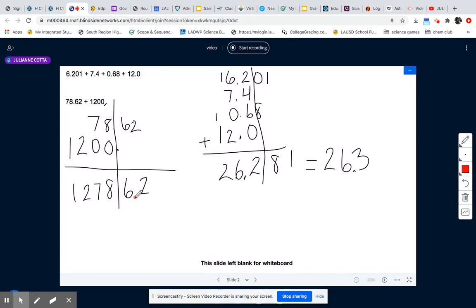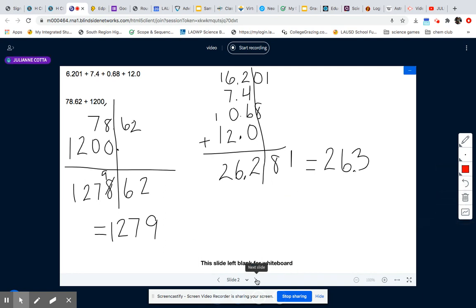Okay, and we want to do the same thing. So we'll look at the number behind that line. Is the number behind that line 5 or greater? Yes, it is. So we get rid of this, and this 8 will become a 9. So the answer will be 1279. And you do not need a decimal place on it since it is all significant digits. The decimal place is not necessary. So 1279 is your final answer.